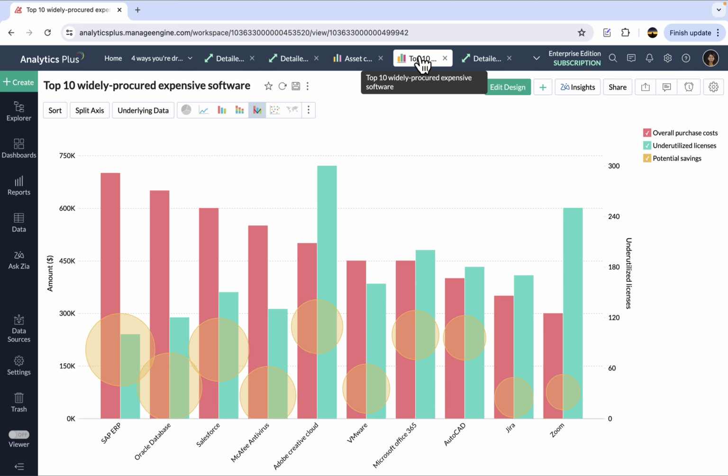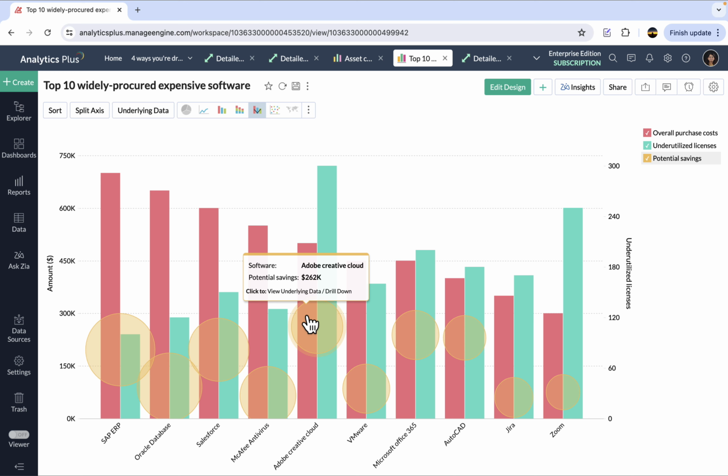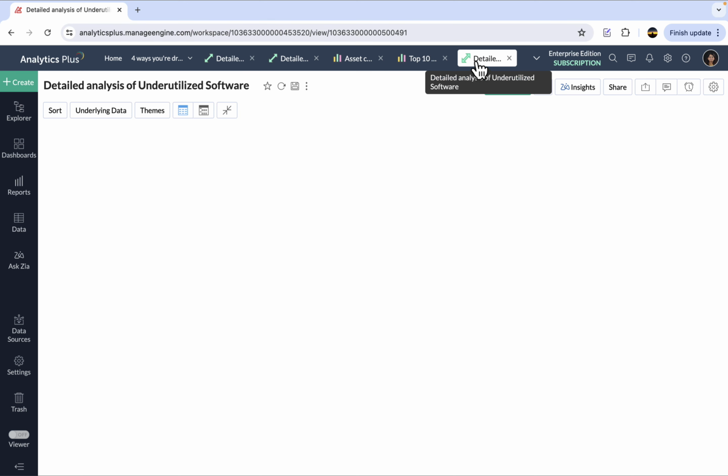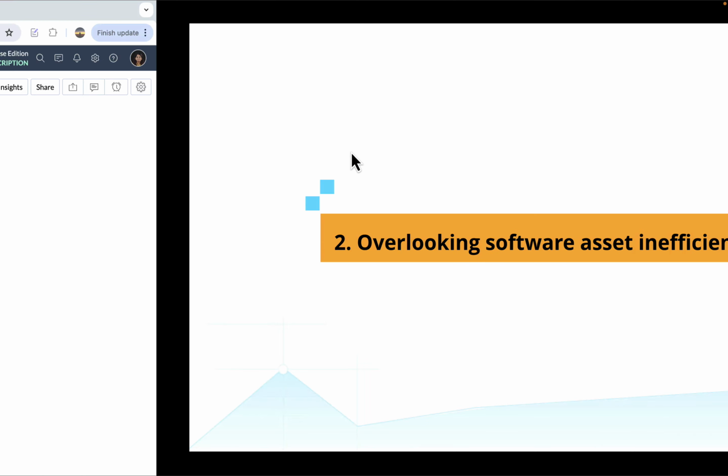From our previous analysis, we uncovered that underutilized Adobe licenses were silently impacting the organization's funds the most. And by digging into individual instances of underutilization using this analysis, IT teams can effectively eradicate this resource drain and ensure improved returns on software investments.